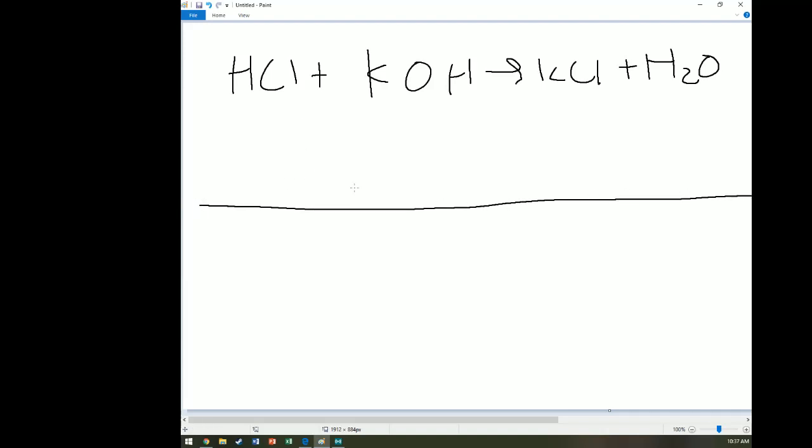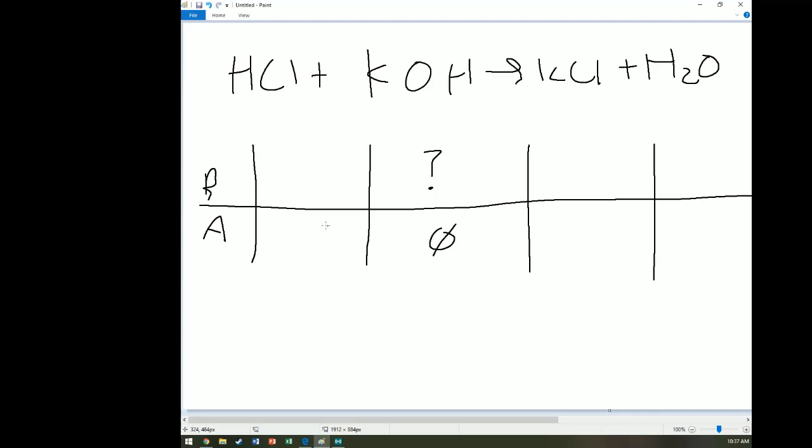Now, using our little chart here, before and after, this is an impure sample of potassium hydroxide, and we want to know how much there was in there. What's the purity of it? So we want to know how much of this is actually KOH, so let's put an unknown here. After the reaction there would be none.